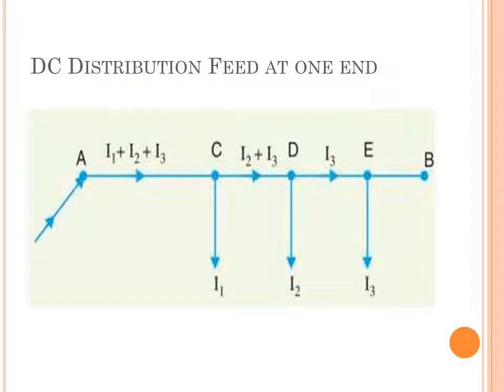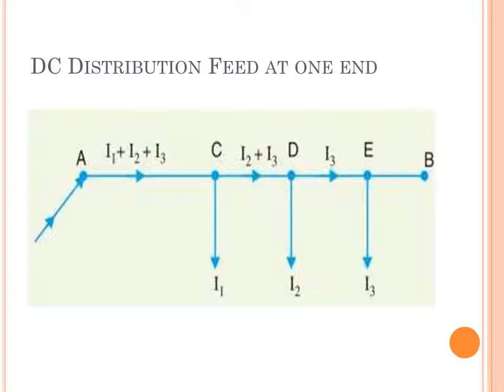DC distributor fed at one end. It is a very simple arrangement, where the supply is fed to the distributor AB from the A side. If I consider three load tappings C, D and E, with current I1 for C tapping, I2 for D tapping and I3 for E tapping, then the total current flowing from A will be I equals I1 plus I2 plus I3.